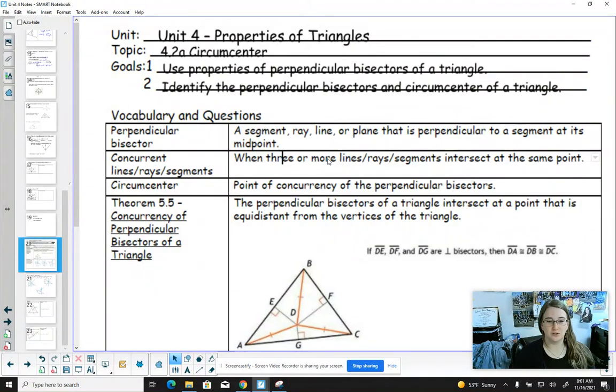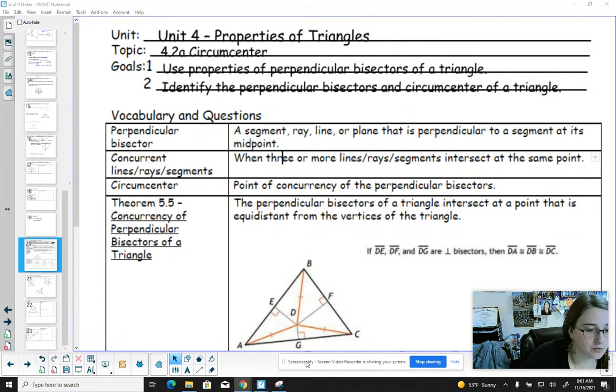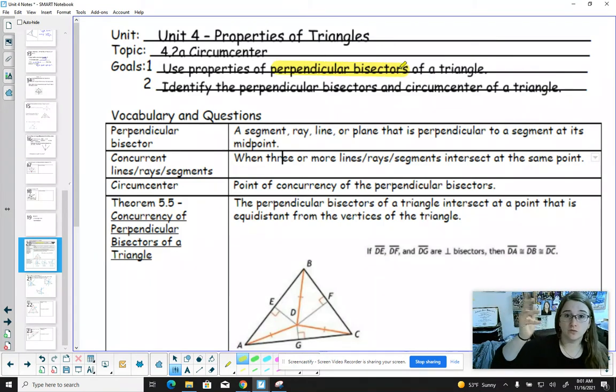4.2a, circumcenter. So you might hear that word and be like, what is that? This is a brand new word to us, but we're still talking about some things we know, which is, again, we're going to be talking in this lesson about perpendicular bisectors. So we know those. They cut a segment in half at a right angle specifically, right?